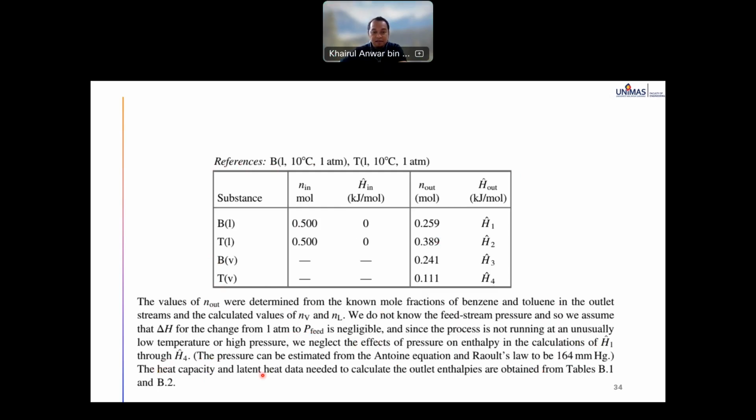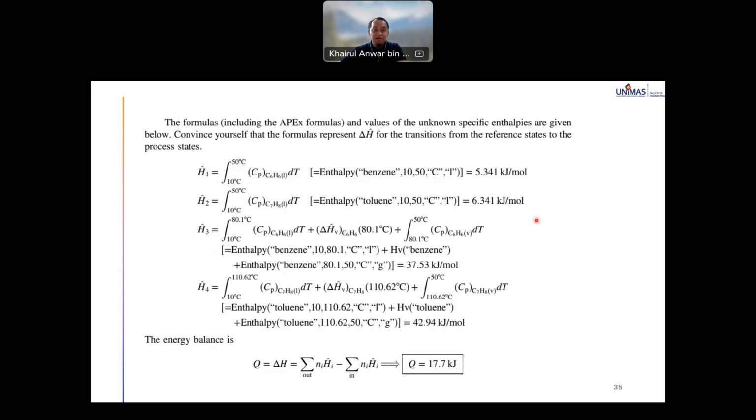Heat capacity and latent heat data needed to calculate enthalpy are obtained from tables B1 and B2. So data tables B1 and B2 are in the appendix, page 628 in the book. The formula is given below, so you need to do this. They skip some parts, a lot of parts, but you need to do it.